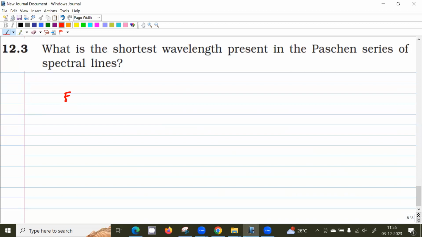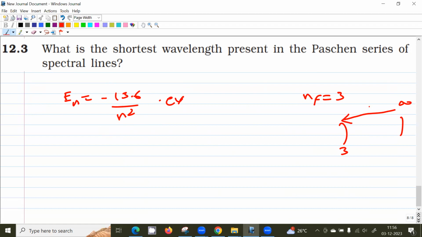Energy is given as minus 13.6 by n square. It's hydrogen, right? So z square is not required. So Paschen means, in Lyman-Balmer-Paschen, 3. So n equal to 3, and from infinity to this, the jump is the maximum energy difference. So this will give me the maximum frequency and minimum wavelength.